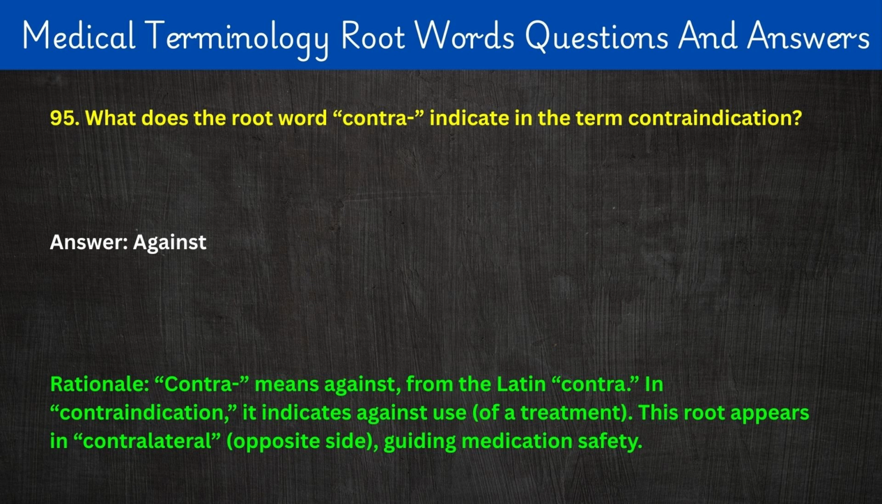95. What does the root word contra- indicate in the term contraindication? Answer: against. Rationale: Contra- means against, from the Latin contra. In contraindication, it indicates against use of a treatment. This root appears in contralateral, opposite side, guiding medication safety.